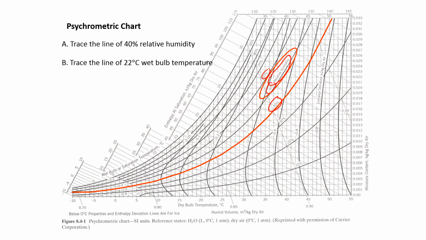Now let's trace the line of 22 degrees wet bulb temperature. That's going to be wet bulb temperature right there, and there is 20. So this was 20 right here, and this is going to be the line corresponding to 22 degrees wet bulb temperature.